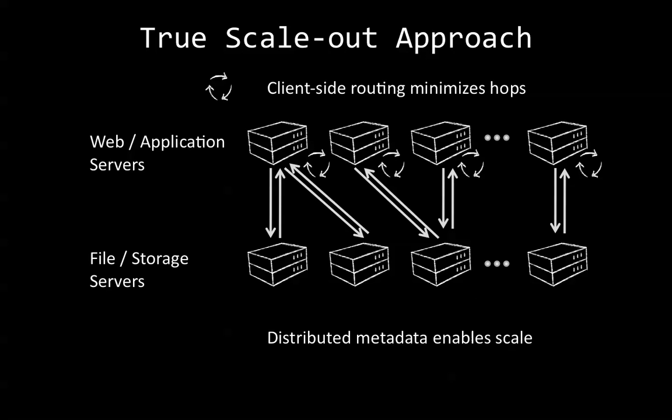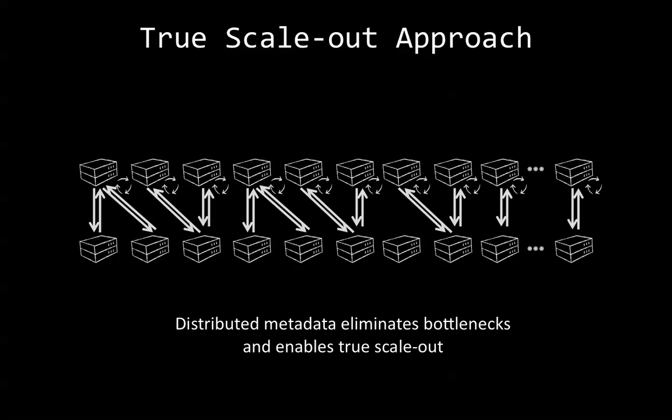Now, we can also take a look at an alternate approach, really a true scale-out approach, which implements things like client-side routing to minimize the number of hops for the web server to reach the actual node which has the data. We can couple that with distributed metadata to enable true scale. So now when a web server makes a request, it's going to the specific node that has the data, minimizing hops and optimizing the configuration, and most importantly, eliminating that central metadata bottleneck and allowing configurations to scale out to hundreds or thousands of nodes in a single namespace with very easy management and very easy scalability.